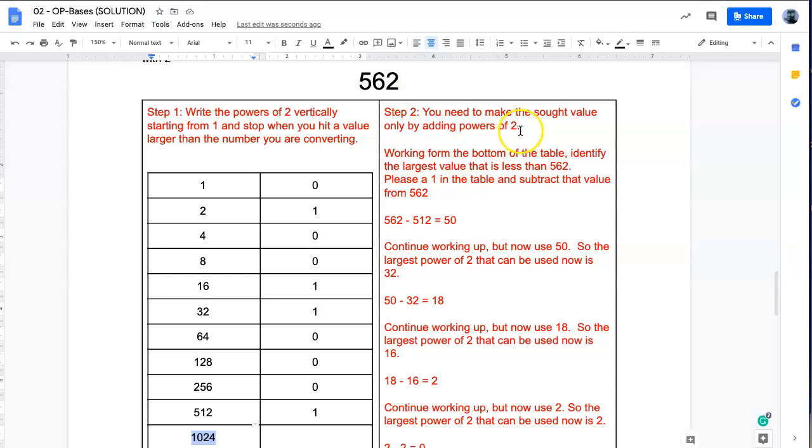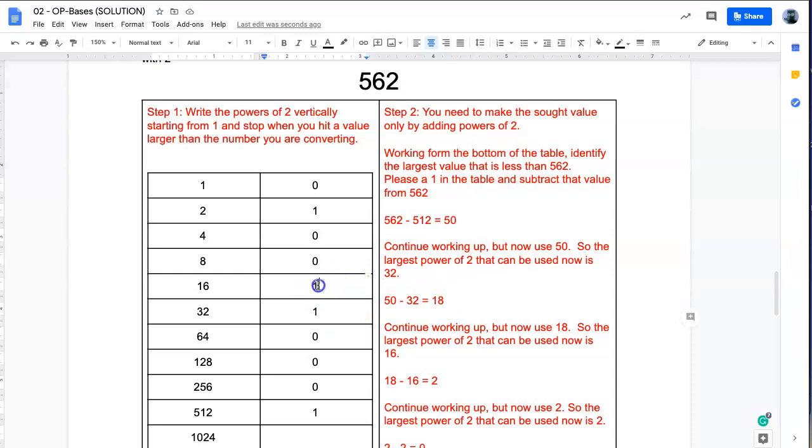And now the next step is you're going to find the largest value that fits. So we can add 512, that's less. Working from the bottom of the table, identify the largest value that is less than 562 and place a 1. There's my 1. Then I take 562 and subtract 512, and that gives me 50. Now I'm going to look up the table. This is bigger than 50, bigger than 50, bigger than 50. This 32 is less than 50, so I'm going to turn that one on. And 50 minus 32 is 18.